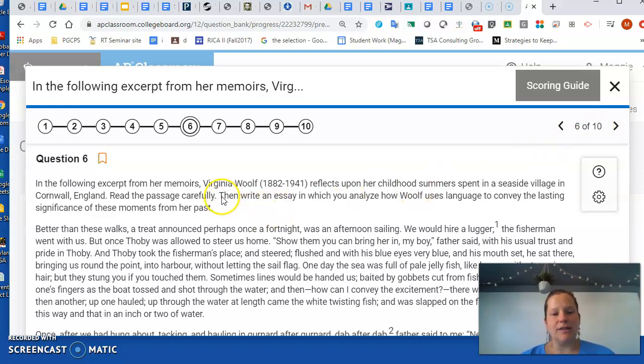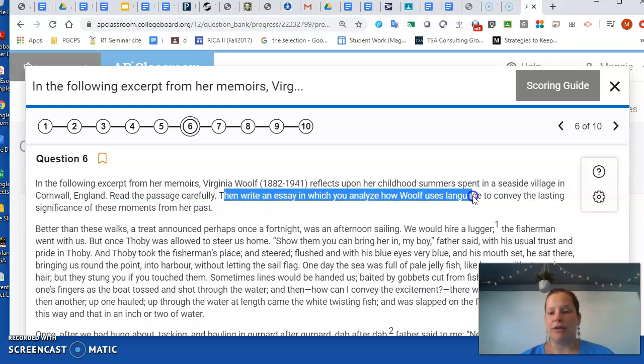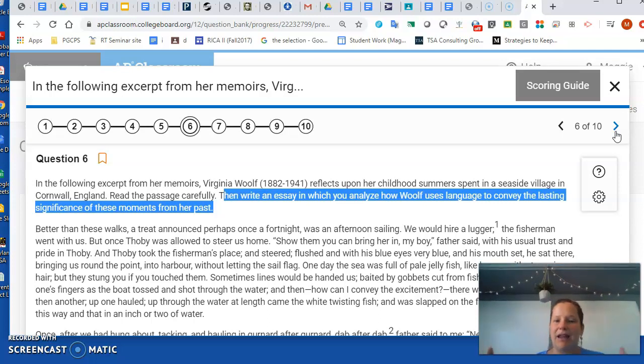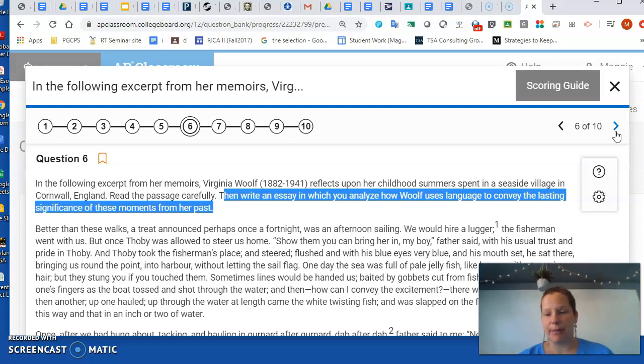This one is also not terribly new. We're analyzing how the author uses language to do what? To convey a particular idea about lasting memories. So they've actually just focused your analysis here. You can do that. You are completely capable of that. They've just said, hey, we know there's a lot going on in this passage. We want you to focus on the author's ideas about significant memories from the past.